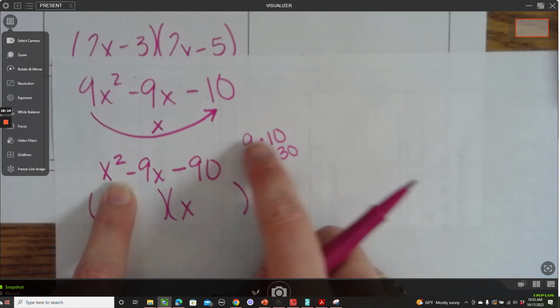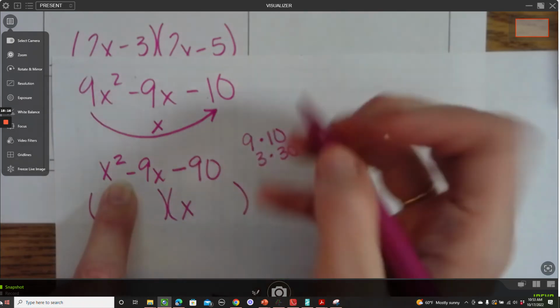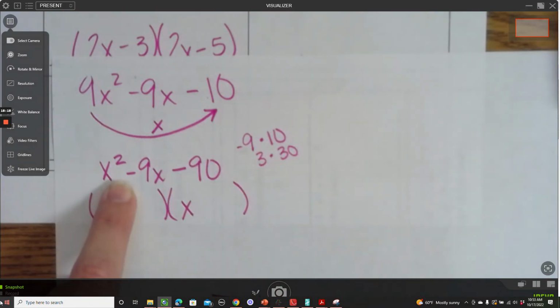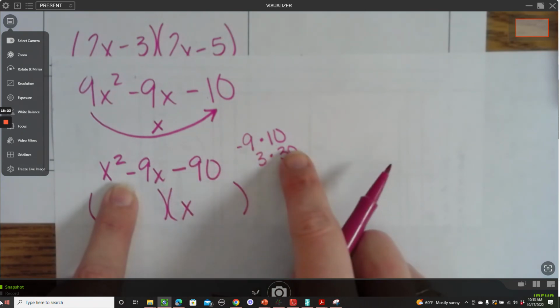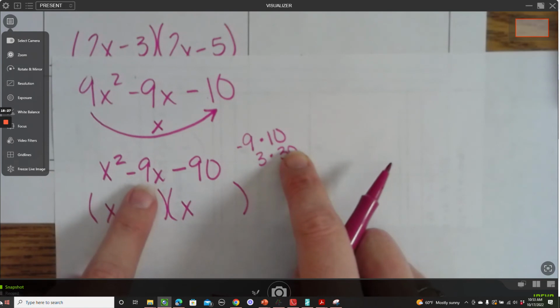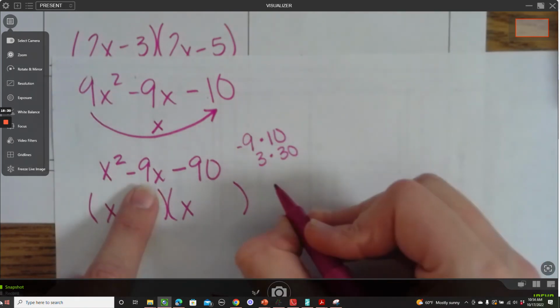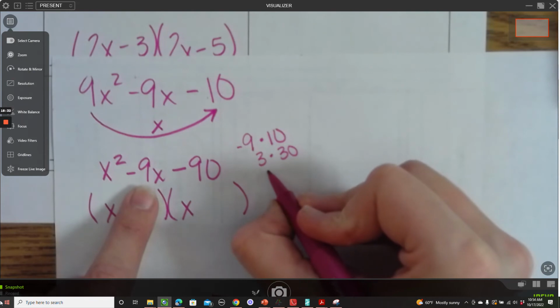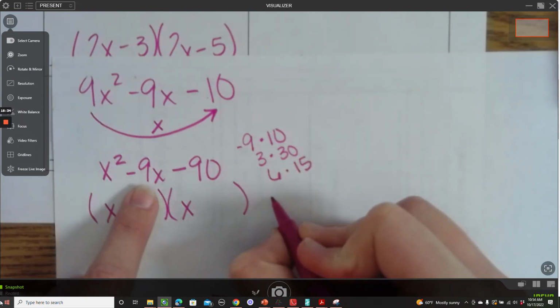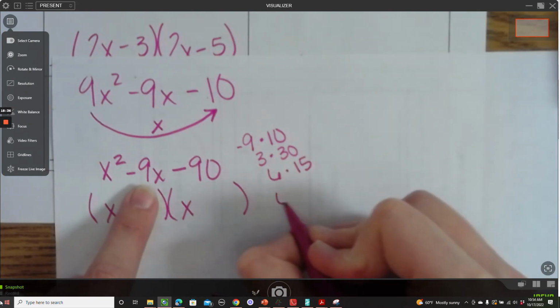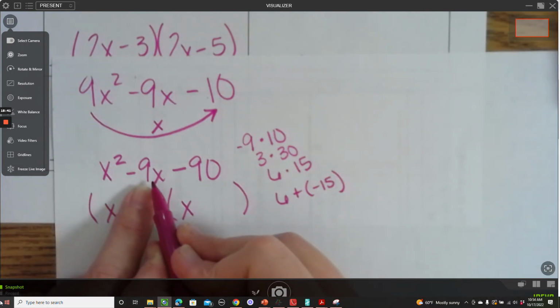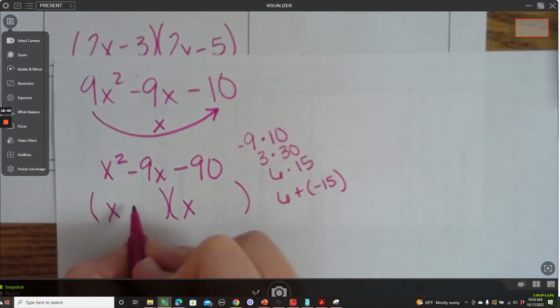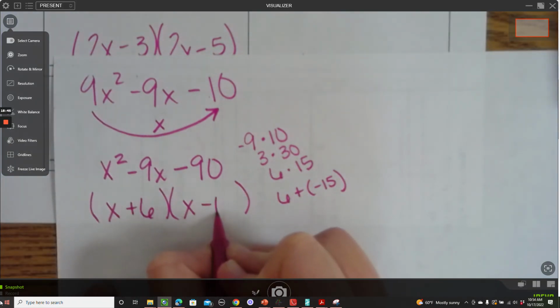Okay? So 9 plus 10 doesn't give me a negative 9. If I even change it to a negative, negative 9 plus 10 doesn't give me a negative 9. 3 and 30, there's no combination of 3 and 30 that gives me a negative 9. So what else multiplies? 5 and something. 15 and 6. Okay. So let's do 6 plus negative 15. Does that give me a negative 9? So that means plus 6 minus 15.